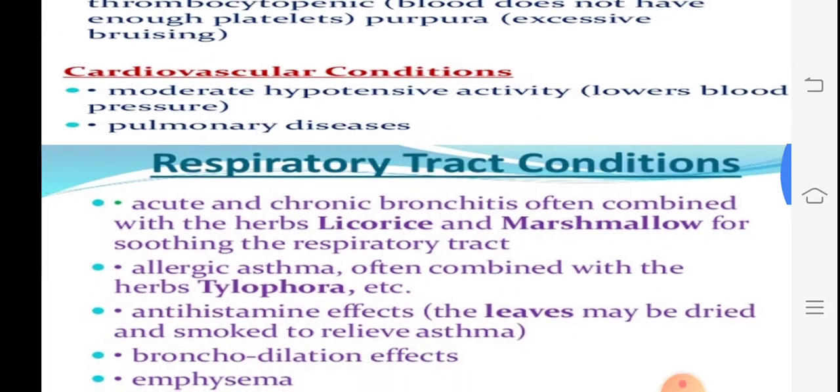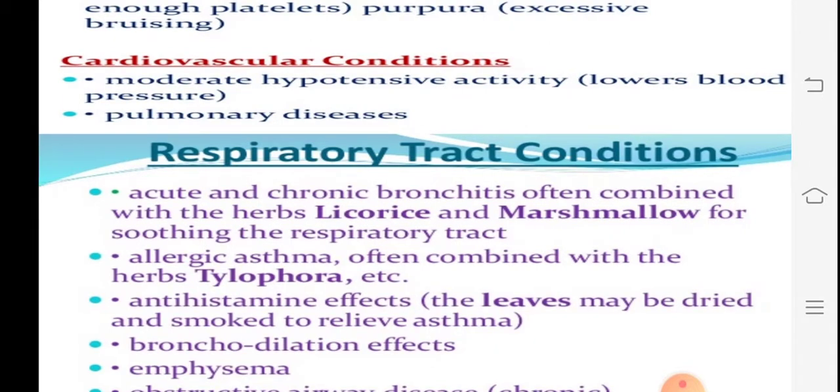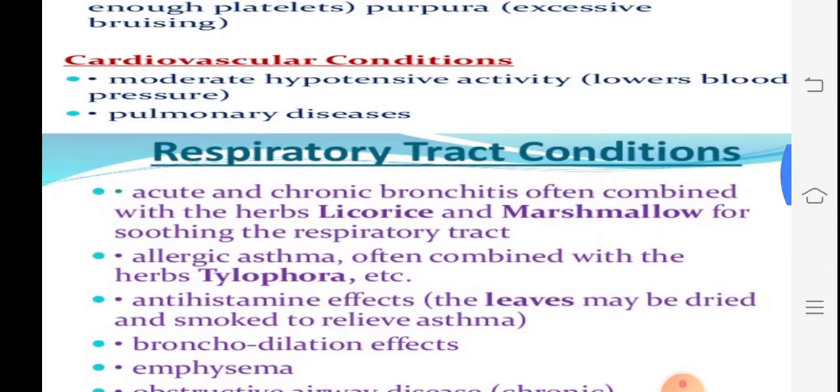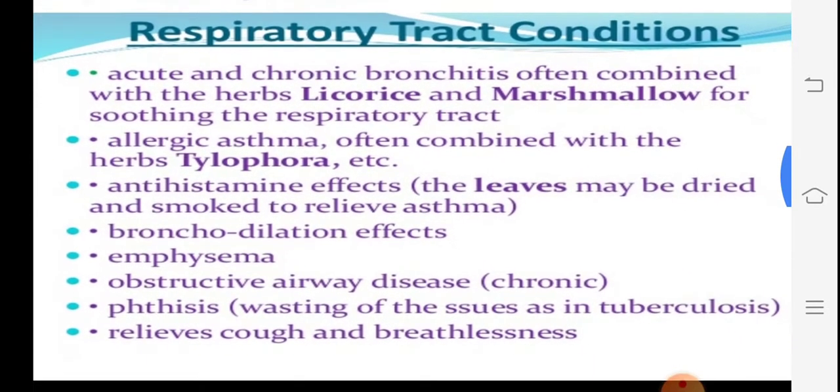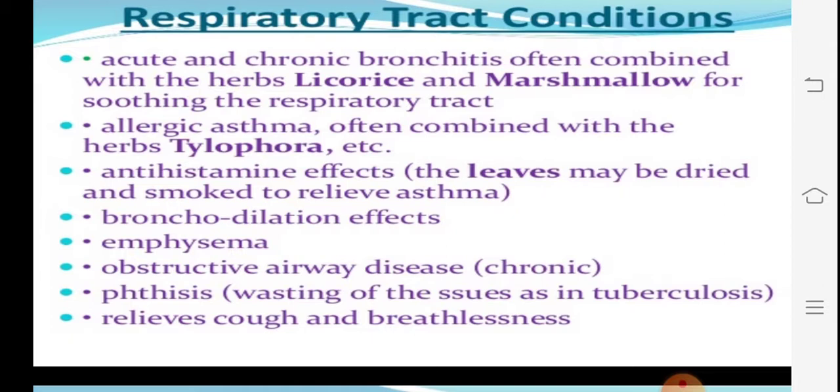Then cardiovascular condition, which is very important. Generally it lowers the blood pressure, so it has moderate hypotensive activity and is used for this. Then pulmonary diseases, pulmonary, that is related to our heartbeats. Then in the respiratory tract, it is good for acute and chronic bronchitis, often combined with the herbs licorice and marshmallow, gestomad.